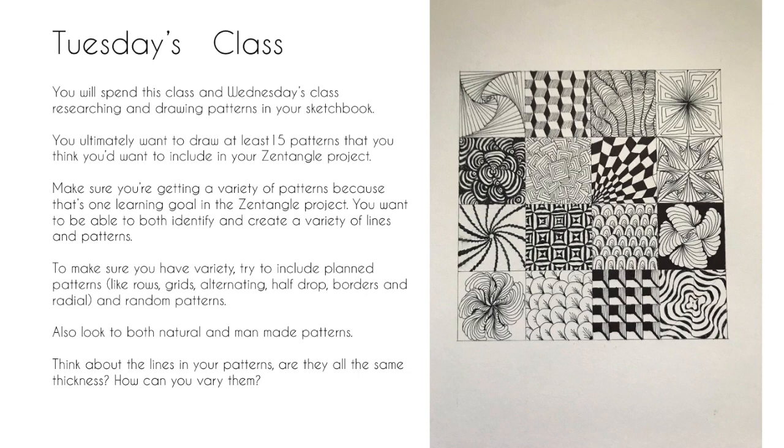And for patterns, you want to have both planned patterns and random patterns, and also rows, grids, alternating half-drop borders, and radial. To vary it up, look for patterns in nature and man-made patterns, and try to find them in both. Then think about how your lines are varied within the patterns and how many fields of black you create. You can see over here there are areas of black that give weight to a pattern, and other patterns feel very thin and light because they just have one size line.